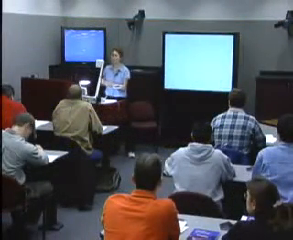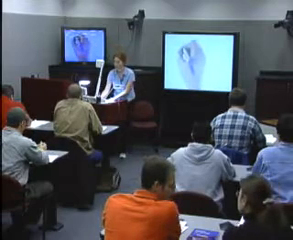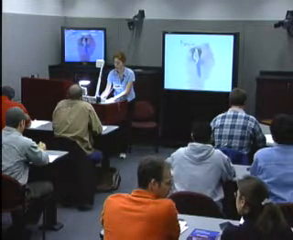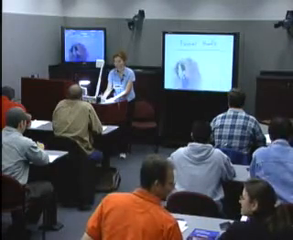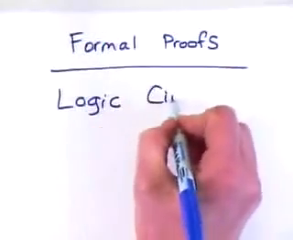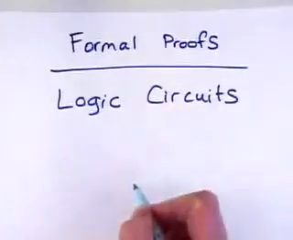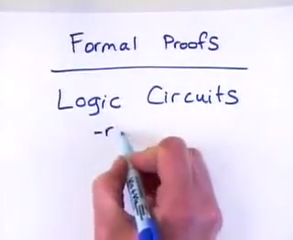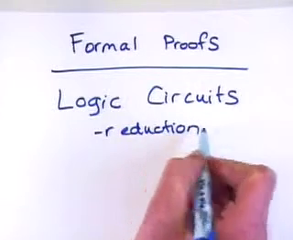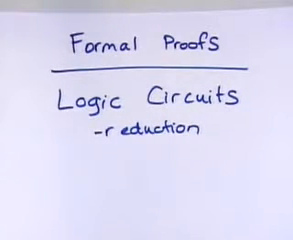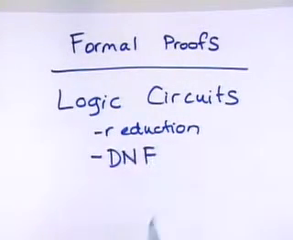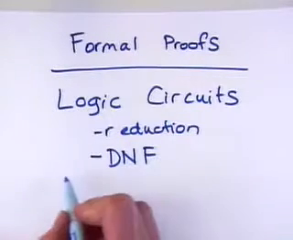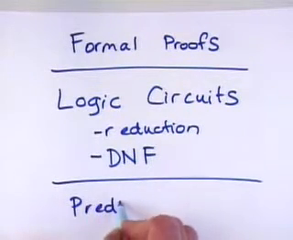Good afternoon. Today we're going to do a short review of formal proofs. Then we're going to again look at logic circuits, as we started last time. And within logic circuits, we're going to do two things. We're going to figure out how to do some reduction of our logic functions. And we're also going to talk about disjunctive normal form, which I will write out again later. And you also have a homework problem on that. And we'll also start today on predicate calculus.